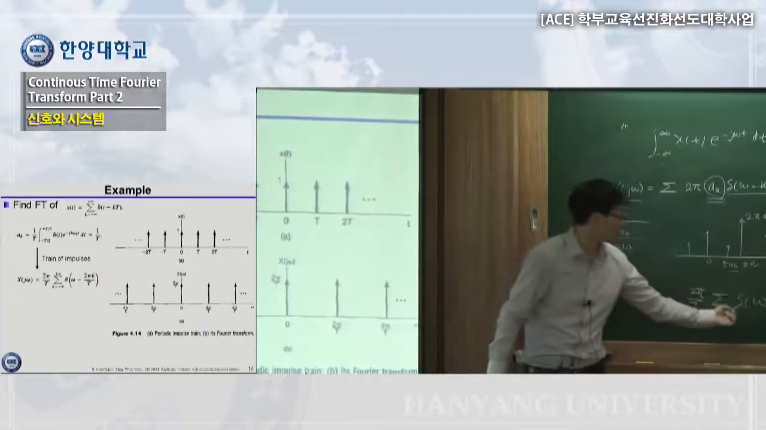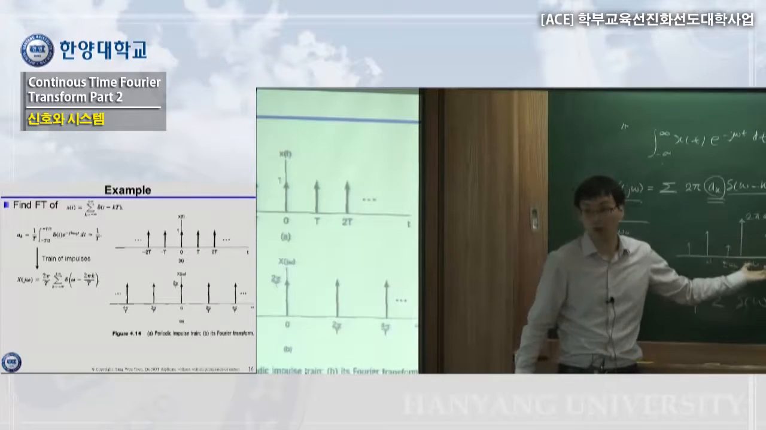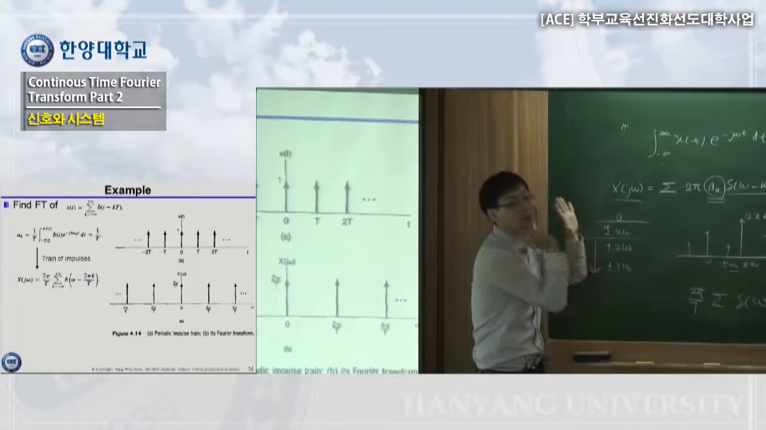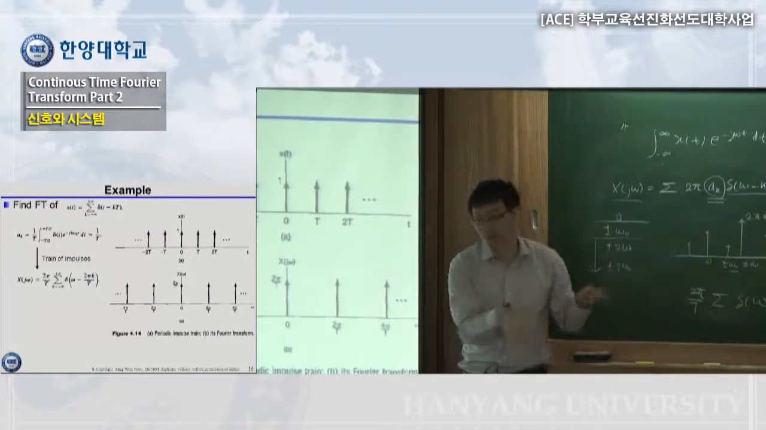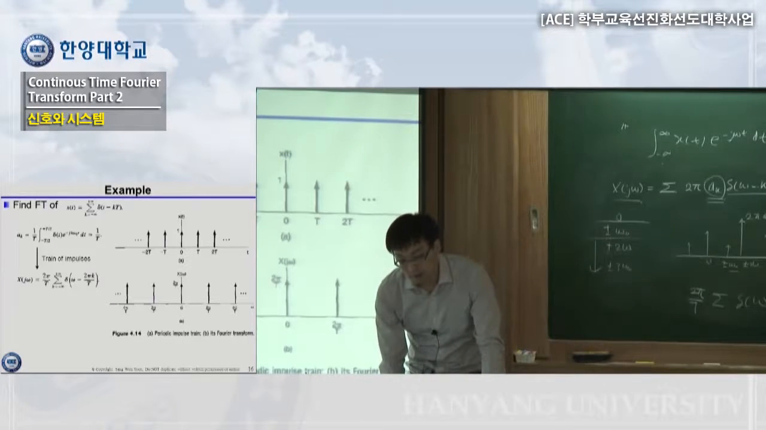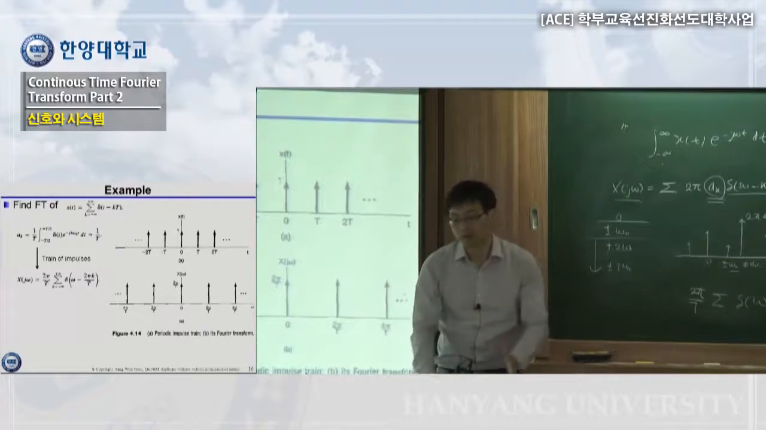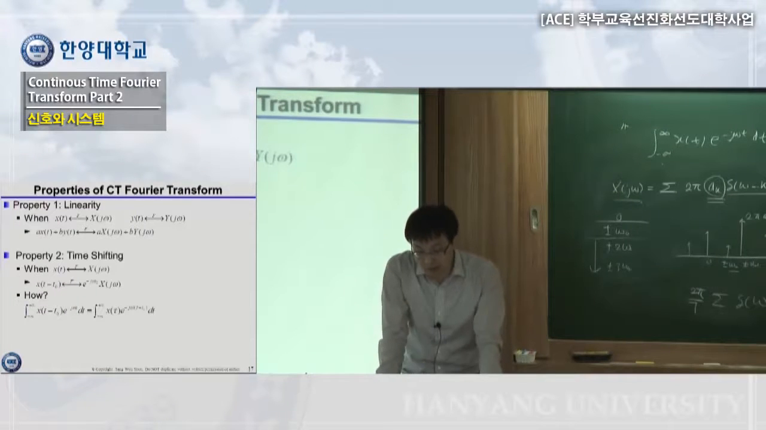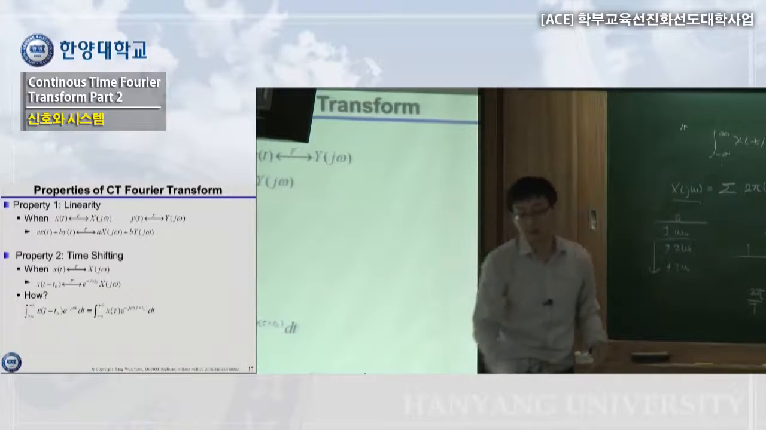Also, you can find that they are spaced at the fundamental frequency, second harmonic, third harmonic, fourth harmonic, only in periodic signals. So we have learned how to calculate that only for periodic signals. Now let's skim through the properties of the Fourier transform.